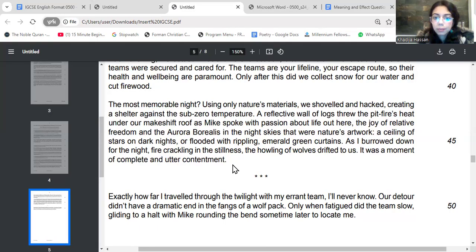Okay, from here, the most memorable night, using only nature's materials, we shoveled and hacked, creating a shelter against the sub-zero temperature. A reflective wall of logs through the pit fire's heat under a makeshift roof.